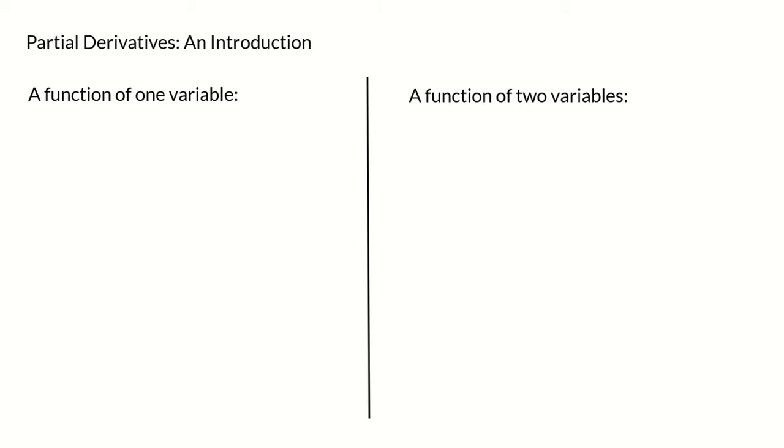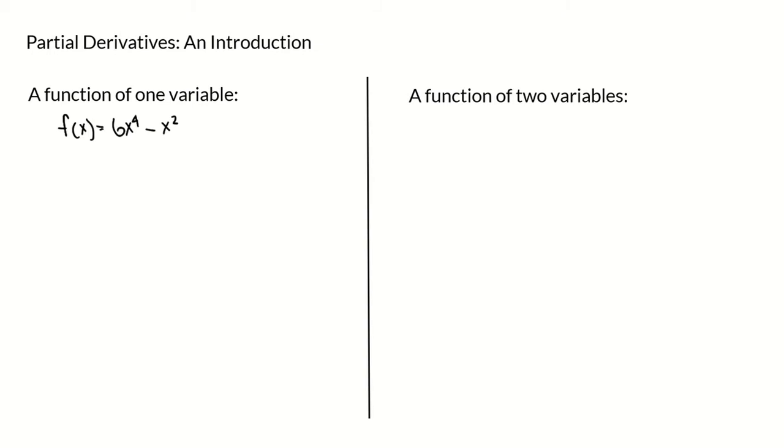This is an introduction to partial derivatives. And before we start talking about partial derivatives, let's recall what we know about regular derivatives. So these go with functions of one variable. For example, f of x is equal to 6x to the fourth minus x squared.